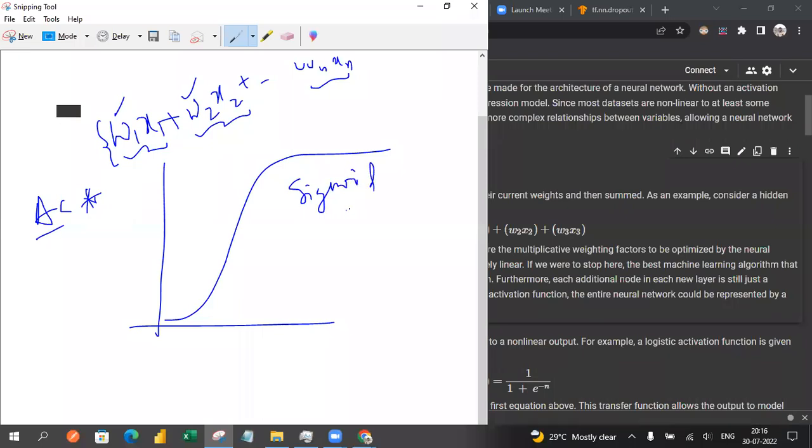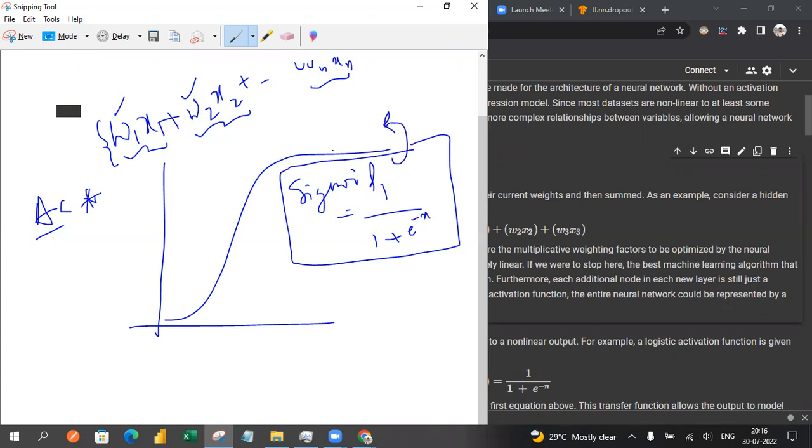The sigmoid function is 1 divided by 1 plus e to the power of minus x. So this is also one of the activation functions in neural networks. It came from neural networks, but at the time we used it in classical ML. So that's the reason I have not gone through the explanation of the sigmoid function.